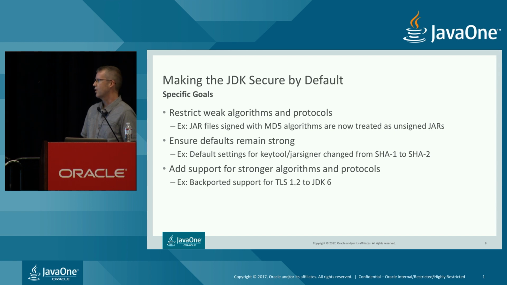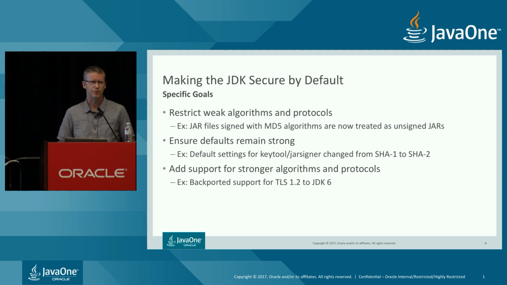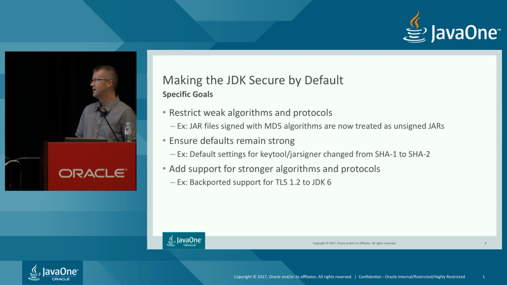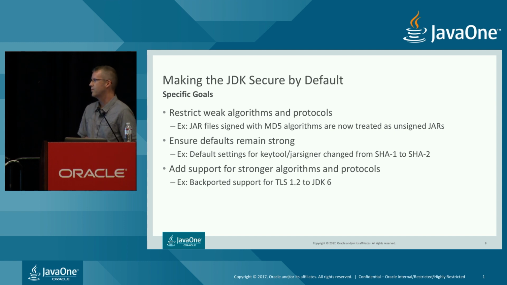The second goal is to ensure our defaults remain strong. So the JDK, various APIs, tools, and some of our implementations fall back to default algorithms if you haven't specified a specific algorithm. It's done for user friendliness, so you don't have to remember all these algorithms, but the problem with that is what was secure or strong when it was originally made the default usually doesn't last over the lifetime of a JDK release. So an example of where we changed something is the default settings for Key Tool and Jar Signer were changed from SHA-1-based algorithms to SHA-2-based algorithms.